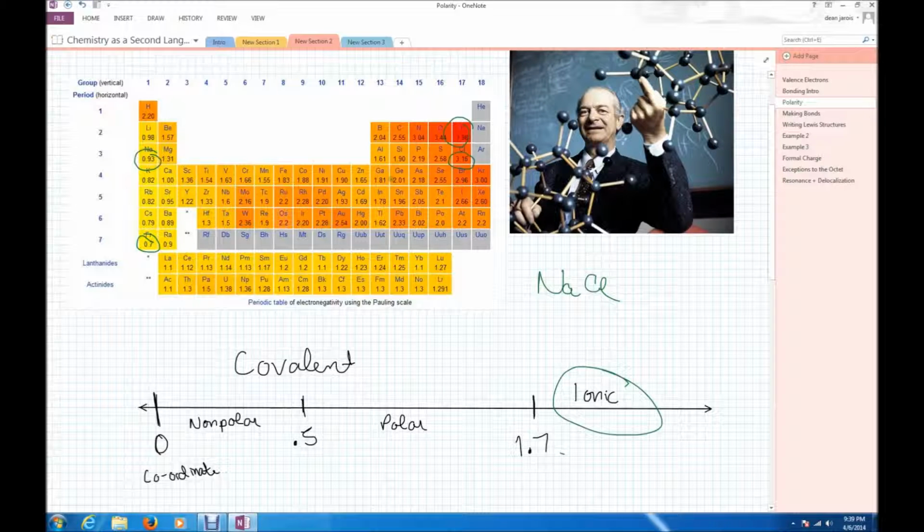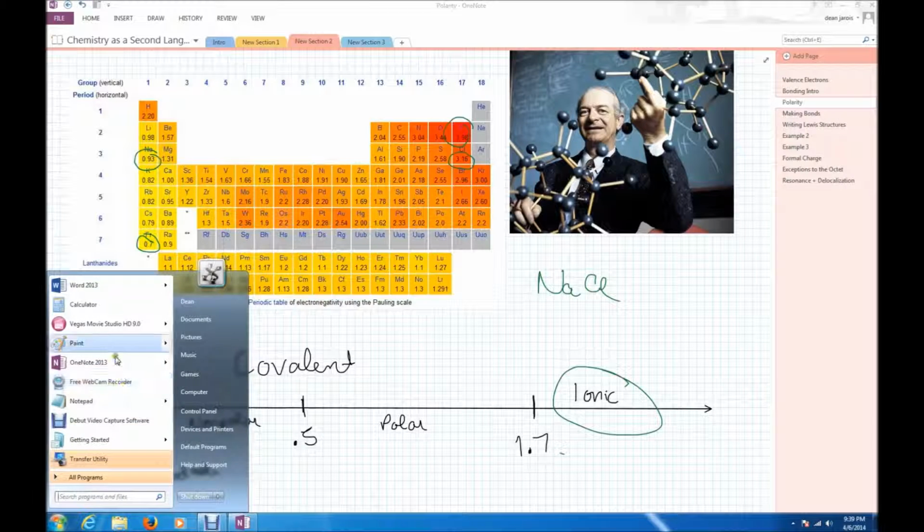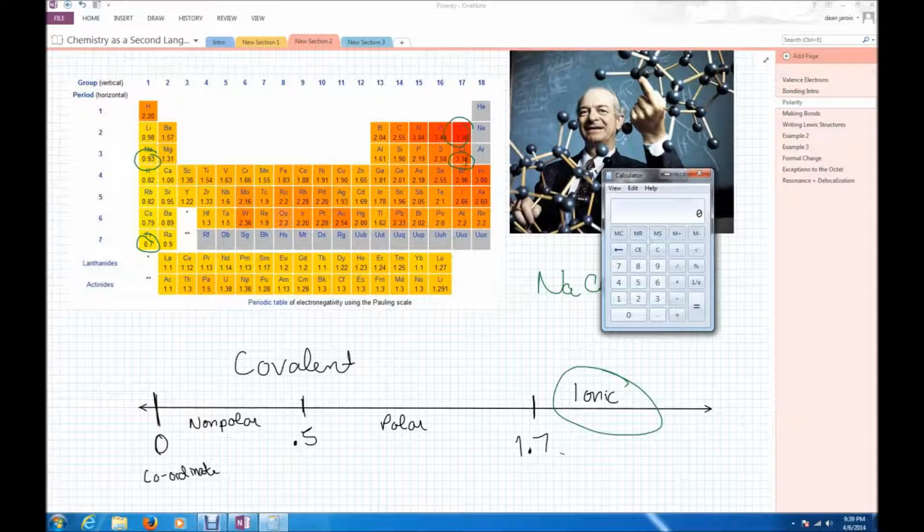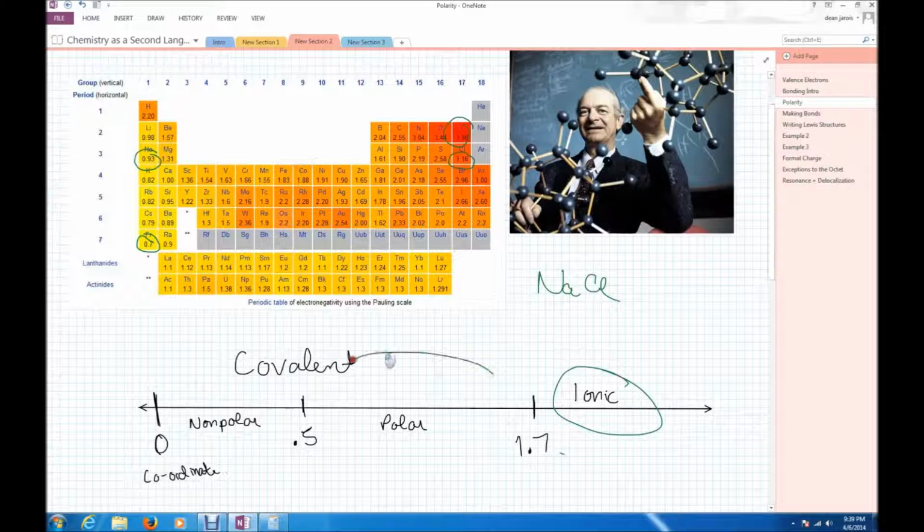Whereas if we have something like H2O, H is 2.2, O is 3.44. Let me pull up the calculator really fast so that I don't have to do the math. 3.44 minus 2.2 equals 1.24. So this would fall somewhere in here. So this is what we call a polar covalent bond.